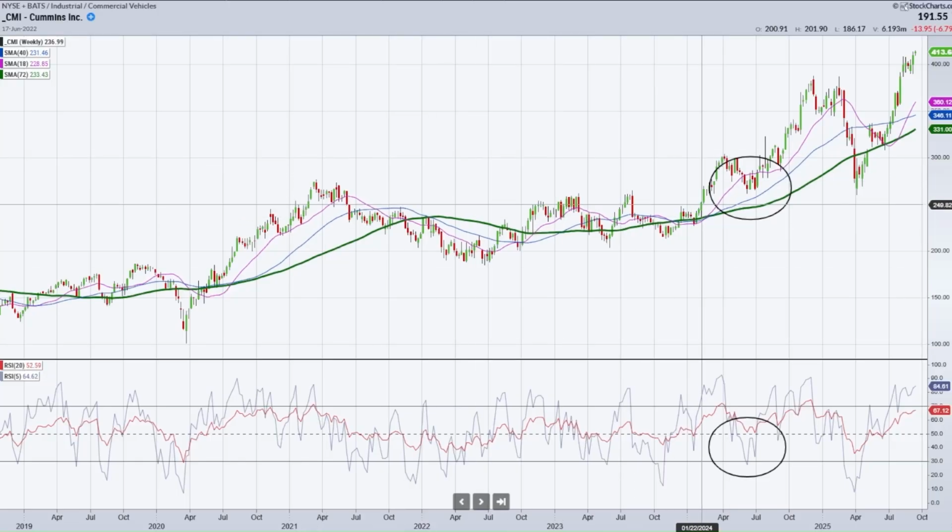Look at something like CMI. Again, long sideways pattern, then breaks out and then tests the breakout area with this signal, and then moves to the upside. Now it has had some volatility, obviously, but again, a pretty strong signal, definitely worth noting.